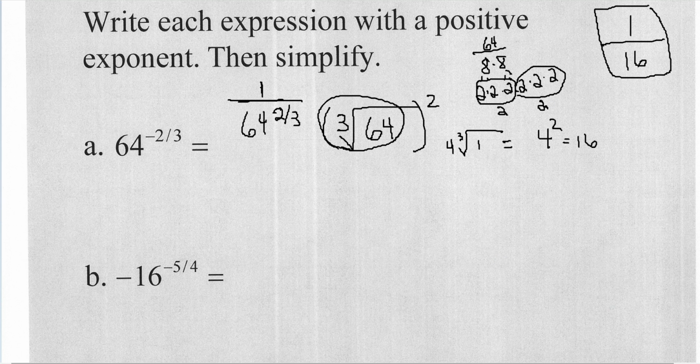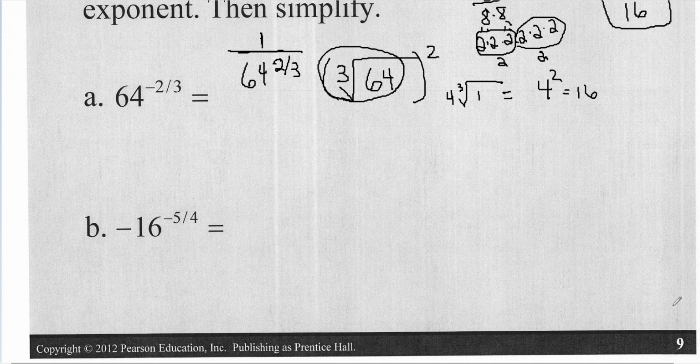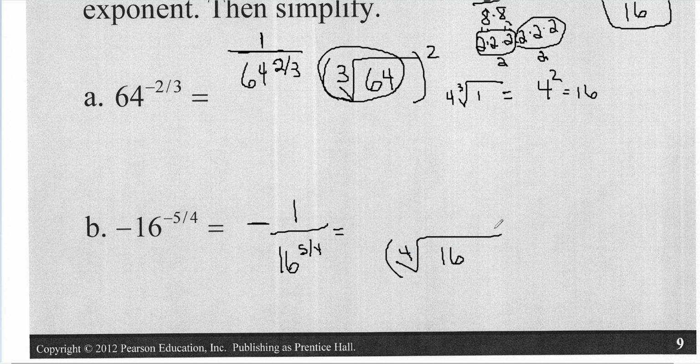How about B here? B now. I've got a negative here on the outside. And then if I'm going to write this, it is going to be negative 1 over 16 to the positive 5 over 4. Which is going to give me, now I'll concentrate on this 16 and 5 over 4. So let's see, what have I got? I've got 16 here. 4 is my index, and it's all raised to the 5th power.